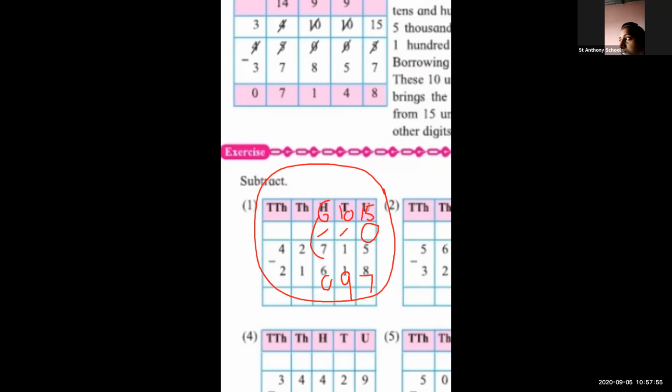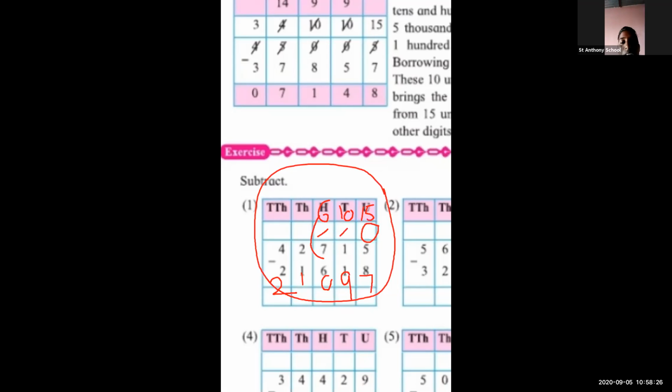Now 2 minus 1. It is possible to subtract because 2 is a bigger number. 1 is a smaller number. So 2 minus 1, your answer is 1. After that 4 minus 2. 4 is a bigger number. 2 is a smaller number. So 4 minus 2, your answer is 2. So what is your answer? Full answer, 21,097.